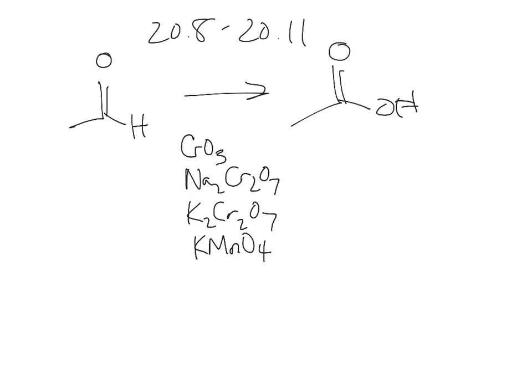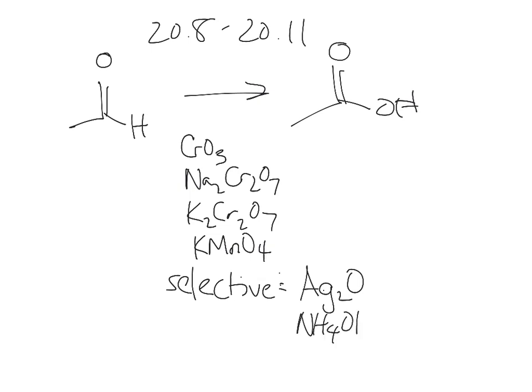You can also selectively oxidize aldehydes, so it would only oxidize aldehydes and not other kinds of alcohols, etc. So for selective oxidation of aldehydes, you would use silver(I) oxide, Ag2O, in aqueous ammonium hydroxide. And that's called the Tollens reagent, and it precipitates out silver metal, so it reduces to silver metal as your aldehyde gets oxidized.